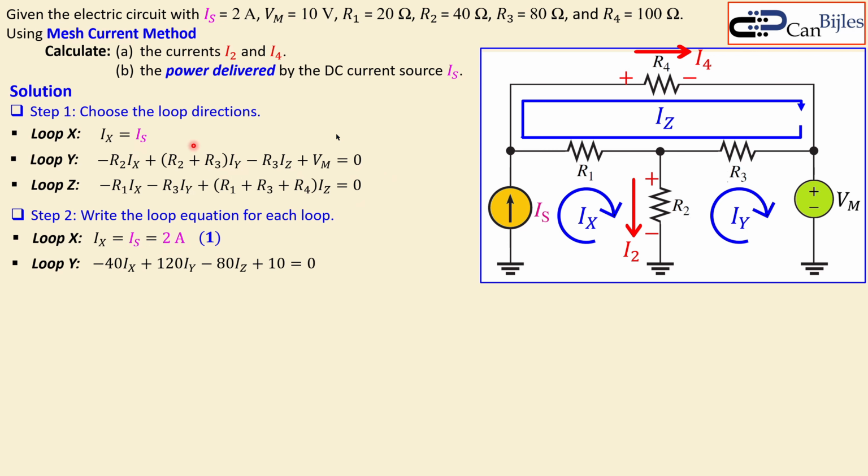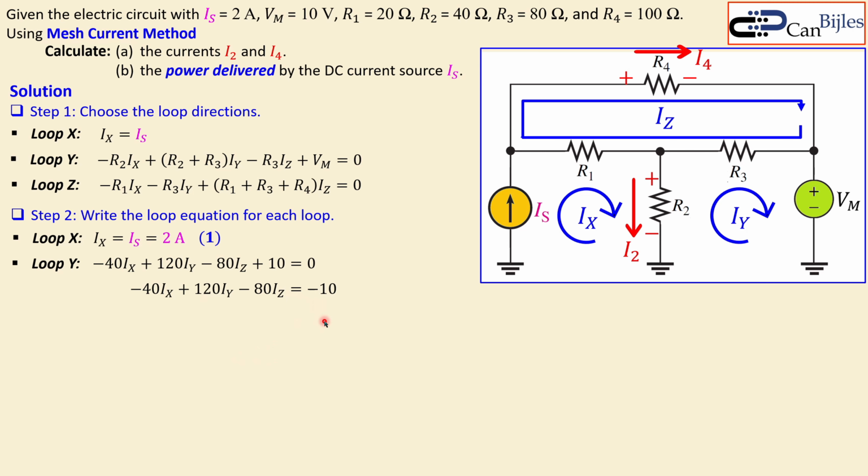Now R2 is 40. R2 plus R3 is 40 plus 80, which is 120, this is 80 and the rest is 10, so Vm, this is this. Okay, now we can place this 10 to the right hand side, so we keep the variables on the left and the constants, the numbers, on the right side. This is just the order.